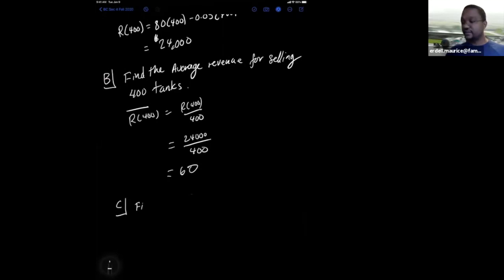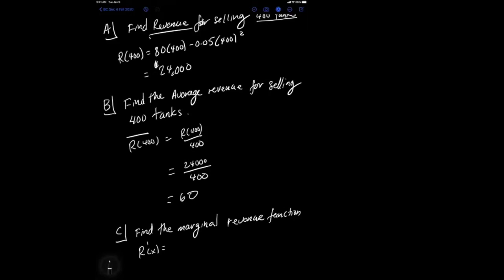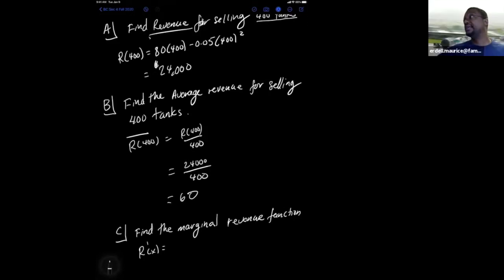Find the marginal revenue function, R prime of x. Just take the derivative of the revenue function. Just like we did on the quiz last week, Thursday, you just apply those derivative rules, and that's all you need to get the derivative.